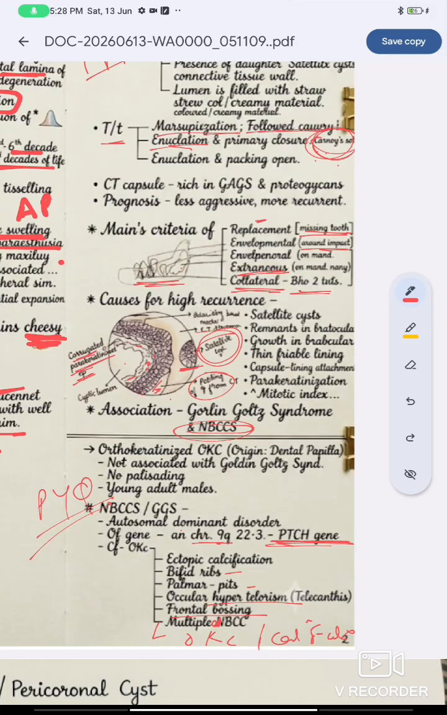Now, another variant of OKC is the orthokeratinized odontogenic cyst or OOC. It is not associated with Gorlin-Goltz syndrome. No palisading is seen. It does not show picket fence appearance. It has an onion skin appearance.